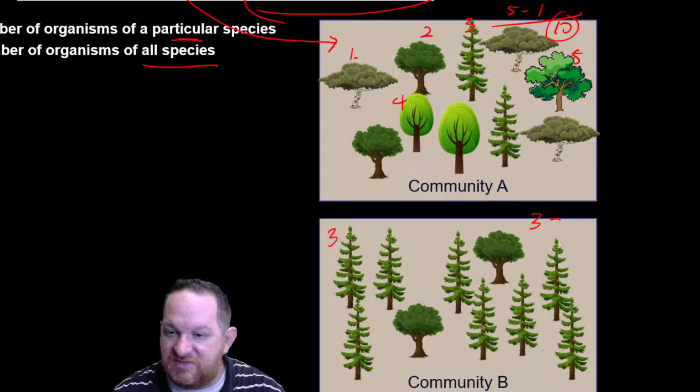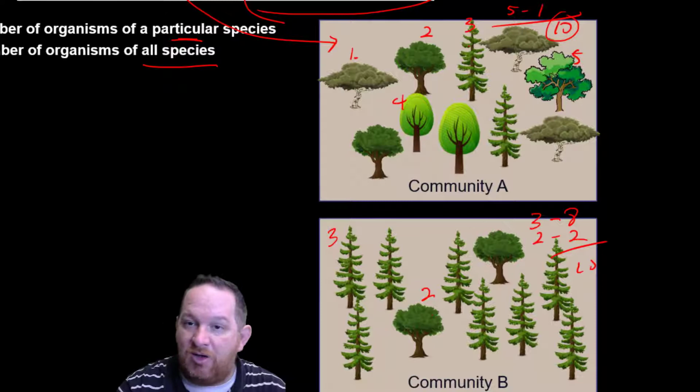And then this one here was species 2. So for species 2, I'm counting 2 of those. Once again, 10 total. So now, let's do some math.